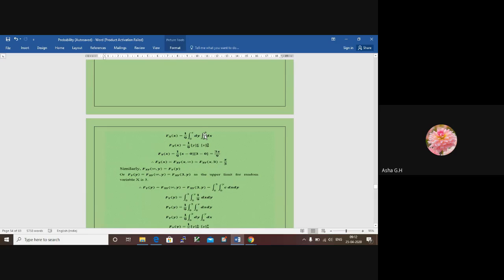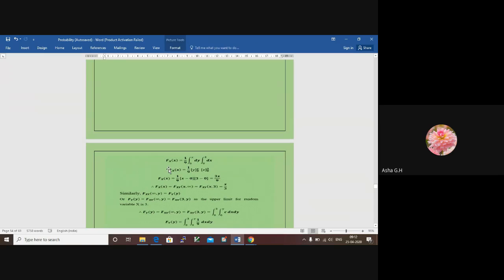Yeah. 0 to 3, 0 to x. Again, this is by definition. Please try to understand. It is fx of x is equal to fxy of x comma infinity. So now we have x comma infinity. Instead of infinity, we have a value, x comma 3. That's the reason we are integrating it from 0 to x and 0 to 3.